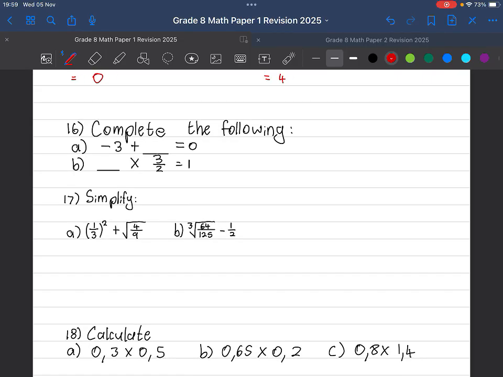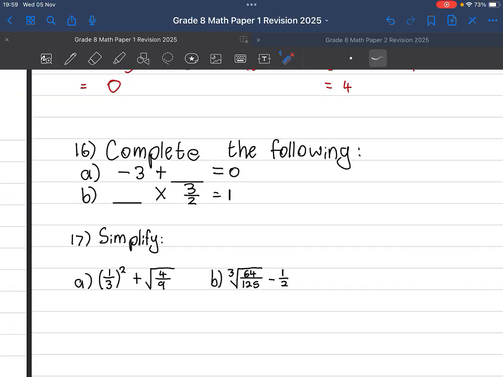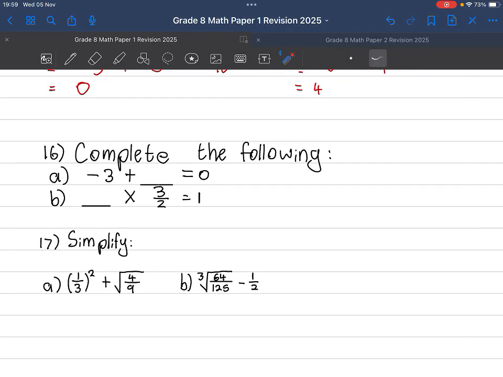Right, for this video I'm going to try and go ahead and finish off question 16 and 17. Question 16 is basically a repeat of something we've done earlier. But this time we're asking you, negative 3 plus something has to equal 0. What do you think that's going to be? Negative 3 plus 3 is going to equal 0. That's an additive inverse. See, a number plus its additive inverse equals 0.